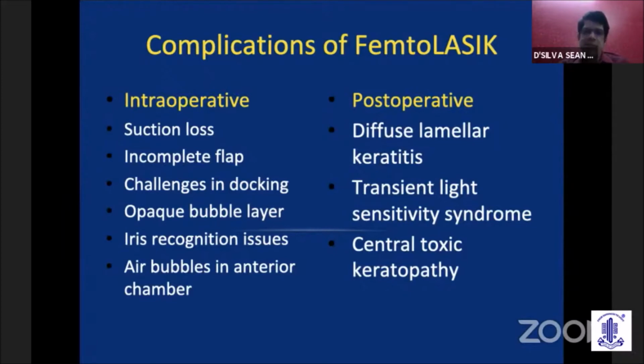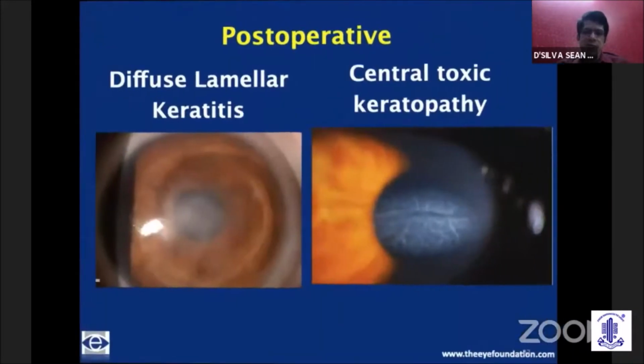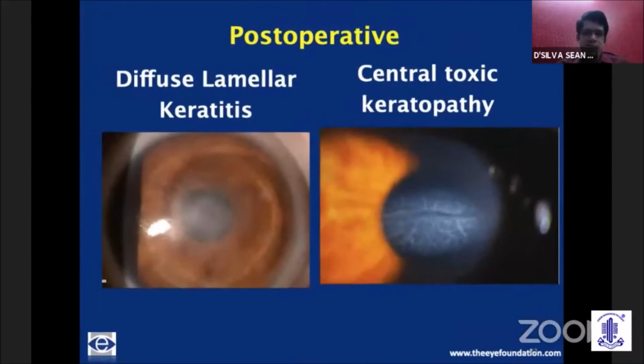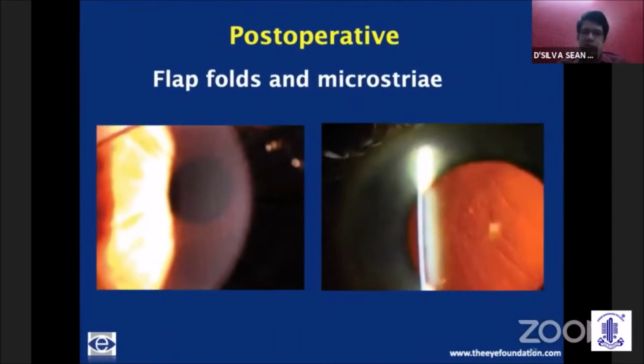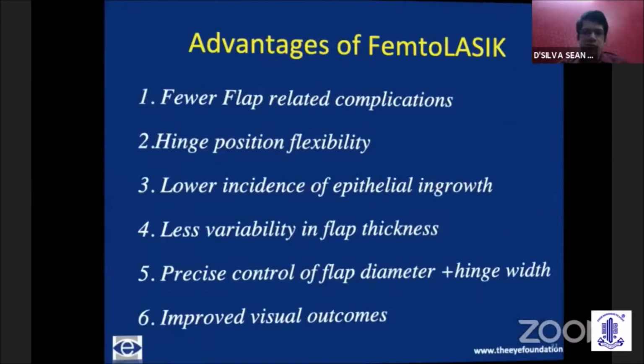Postoperatively, we can still see diffuse lamellar keratitis. This again is due to interface debris, if you have allowed too much debris accumulating under the flap, or meibomian gland secretions. Transient light sensitivity syndrome and central toxic keratopathy can also occur. Diffuse lamellar keratitis, as covered by Dr. Shroff, is an inflammatory condition where you have activation of the stromal keratocytes due to interface debris, while central toxic keratopathy is a non-inflammatory condition known to occur due to apoptosis of the stromal keratocytes. Again, flap folds and microstriae can occur in thin flaps and small hinges, and Dr. Shroff has covered this very elaborately.